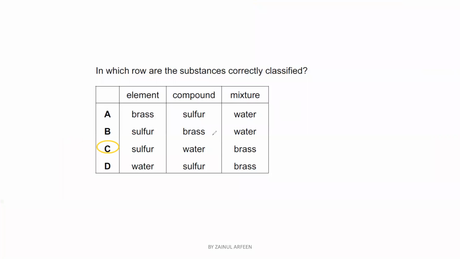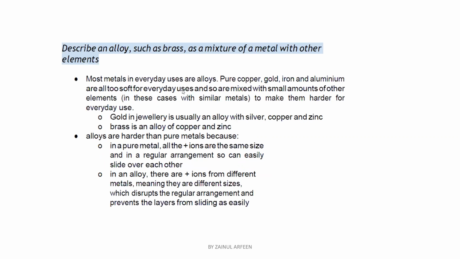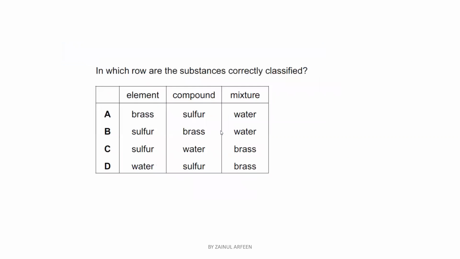So what could be the right answer? Sulfur is an element. When we check compound, water is a compound. Why is water a compound? Because it's a combination of two hydrogen and one oxygen chemically joined. And what about brass? Brass is actually a mixture, as we discussed in the last slide. Brass is a mixture of copper and zinc.